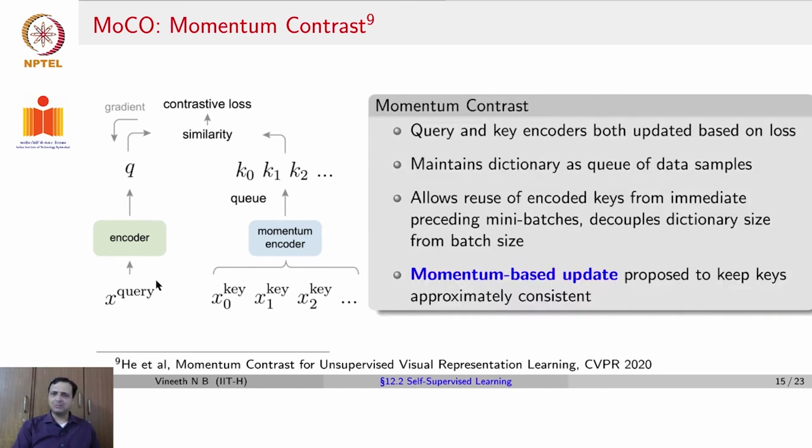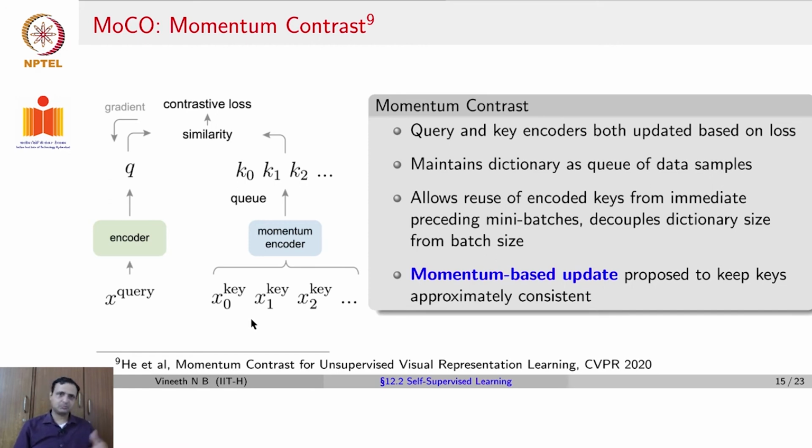Why is this called momentum contrast? The full network is first trained end-to-end, which means both the query and the key encoders are updated based on the loss that we just talked about. And the dictionary is maintained as a queue of data samples. The interesting contribution of this work was to make this dictionary of encoded queues come from the current mini batch as well as immediately preceding mini batches. So the dictionary size would be slightly larger than a mini batch size.